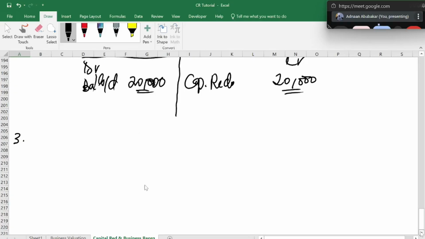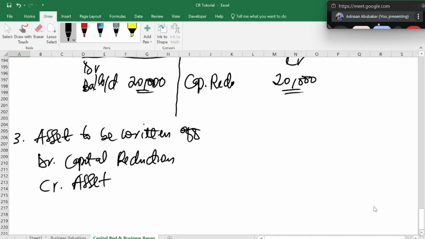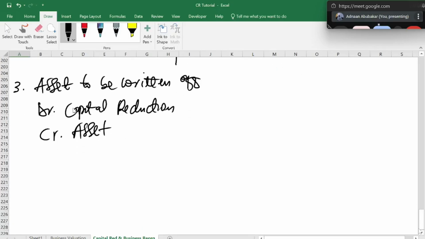Maybe if you have an asset to be written off. Okay, asset to be written off. All you have to do is that you debit capital reduction account, then you credit your asset. Now watch here. At which point do we see that debit capital reduction and credit assets? This is a situation example.